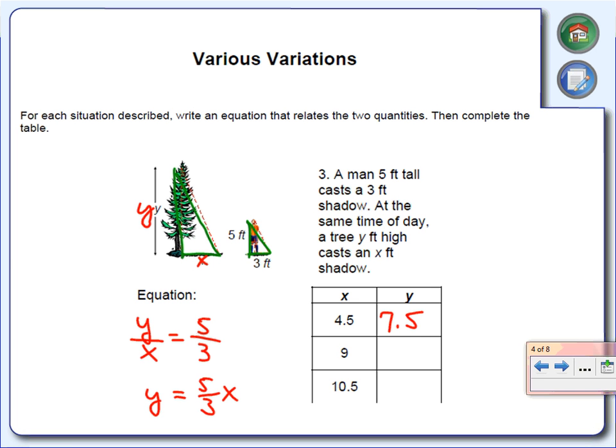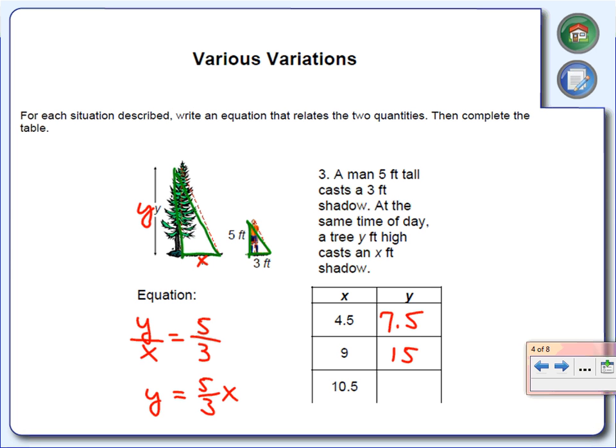What if the shadow was 9 feet? Well, let's find out how tall the tree is if the shadow is 9 feet. Use that same equation again. 5/3 times 9. What's 5/3 times 9? 15. So again, if the shadow is 9 feet, the tree is 15 feet tall.